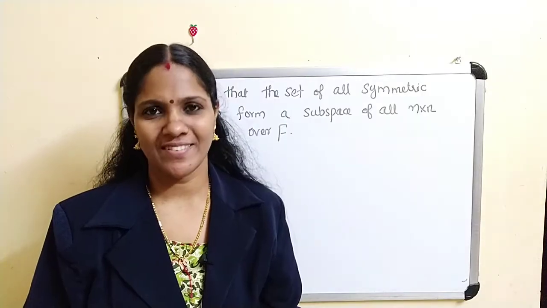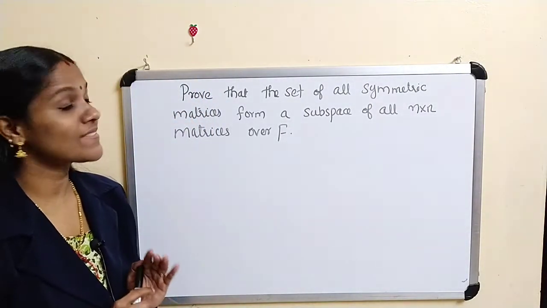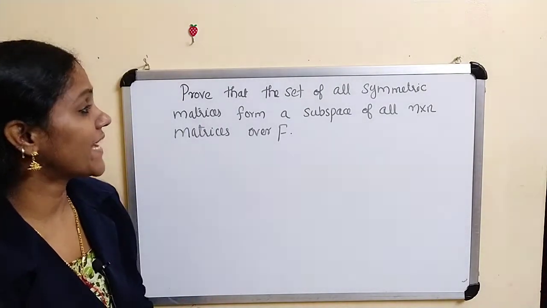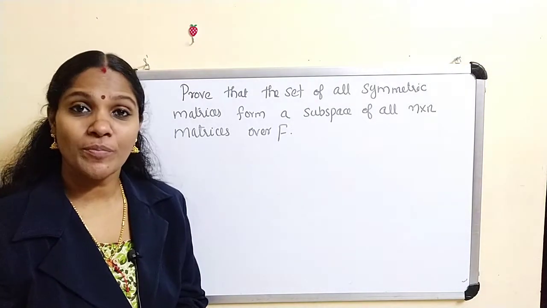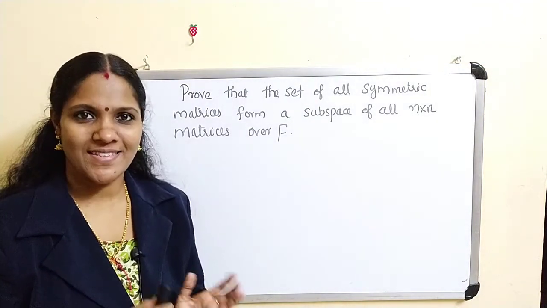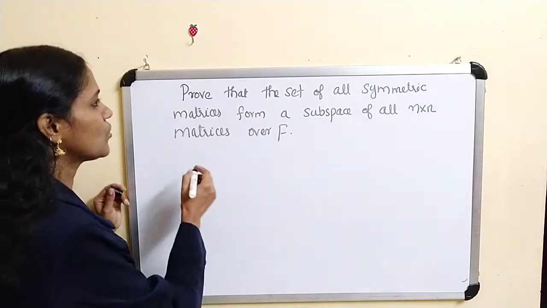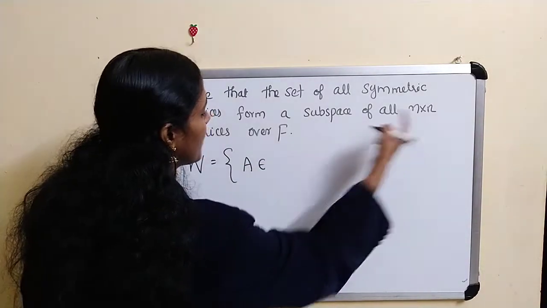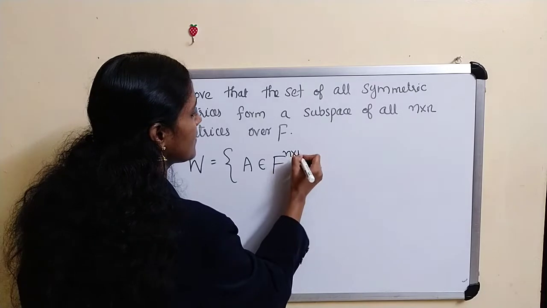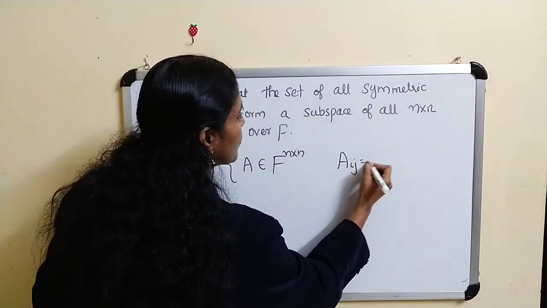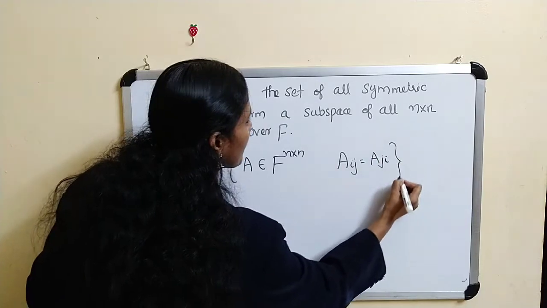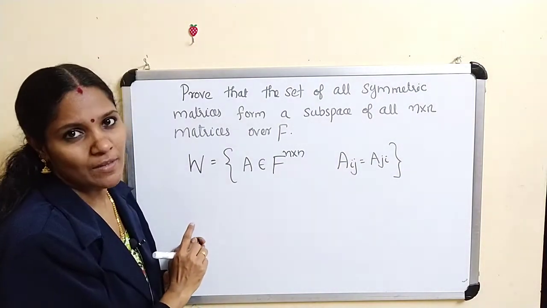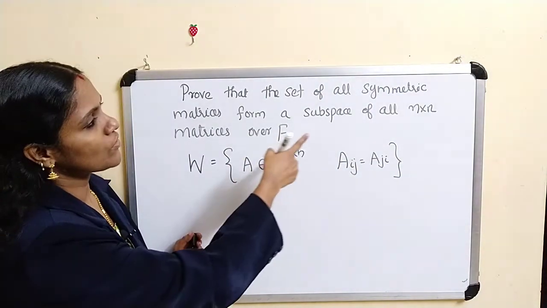Now the next example is: prove that the set of all symmetric matrices forms a subspace of the set of all n by n matrices over F. What do you mean by symmetric matrices? Aij equal to Aji. So our W is the set of all A belonging to n by n matrices such that Aij equal to Aji, and we have to prove this W is a subspace of V, that is, of F^(n by n).